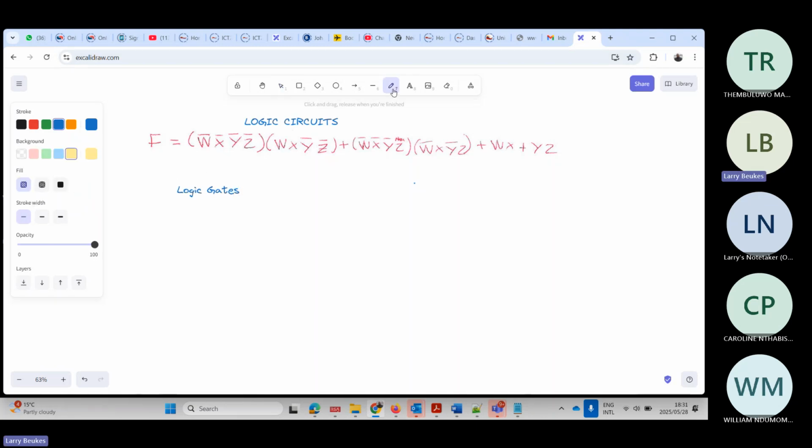Logic gates. There are three most important gates, which is basically your AND gate, then we have the OR gate, right? And then we have the inverter. It's very important to understand how these gates work. The gates are the building blocks of any logic circuit, right?